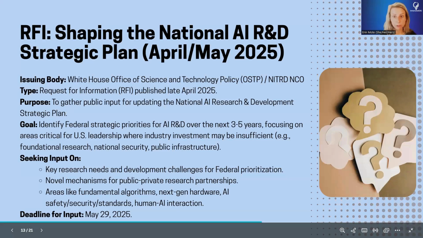This is an open opportunity. Anyone can submit. Over 10,000 folks submitted to the last AI RFI for NSF on the AI action plan. This one is specifically focused on research and development, foundational research, national security, public infrastructure. The deadline for that is May 29th. And we just want to encourage everyone who might have something to say about what the National AI R&D Strategic Plan should look like, including access, opportunity, research priorities, should raise their voice and use this as a mechanism to stay engaged in the conversation.